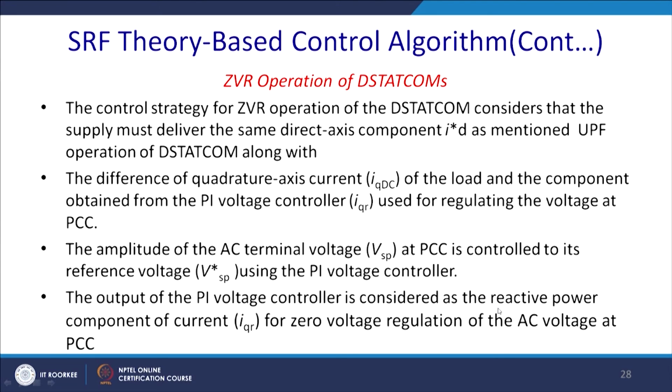So, there is another operation that is called ZVR operation of the Dstatcom. For the controllability of this ZVR operation of the Dstatcom, the supply must deliver the same direct axis component ID as mentioned for unity power factor operation of the Dstatcom, along with the difference of the quadrature axis IQDC of the load and the component obtained from the PI controller, IQR, used for regulating the voltage at the point of common coupling PCC. So, both are required to be supplied. The amplitude of the AC terminal voltage VS at PCC is controlled to its voltage reference VS star by the PI controller. The output of the PI controller is considered as a reactive power component of the current, that is IQR.